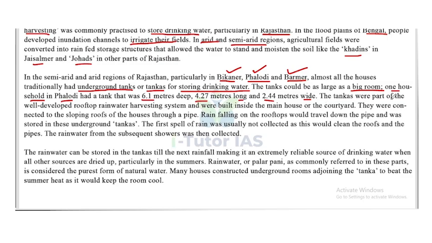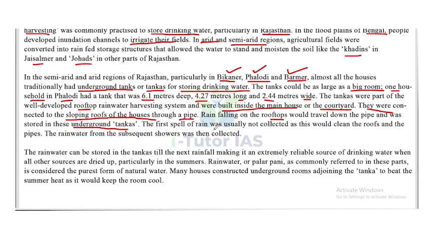The tankas were part of a well-developed rooftop rainwater harvesting system and were built inside the main house or the courtyard. They were connected to the sloping roofs of the houses through a pipe. Rain falling on the rooftops would travel down the pipe and was stored in the underground tankas.